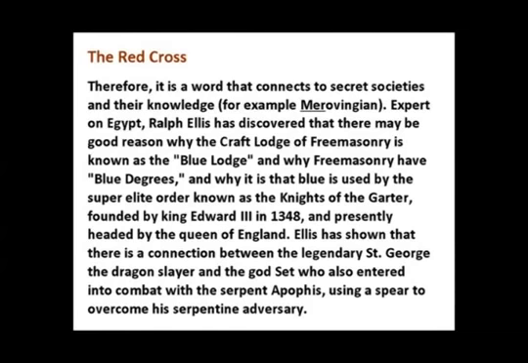The Red Cross, therefore, it is a word, Merovingian, connects two secret societies in their knowledge. Expert on Egypt, Ralph Ellis, has discovered that there may be good reason why the craft lodge of Freemasonry is known as the Blue Lodge, and why Freemasonry have blue degrees, and why it is that blue is used by the super elite order known as the Knights of the Garter, founded by King Edward III in 1348, and presently headed by the Queen of England.